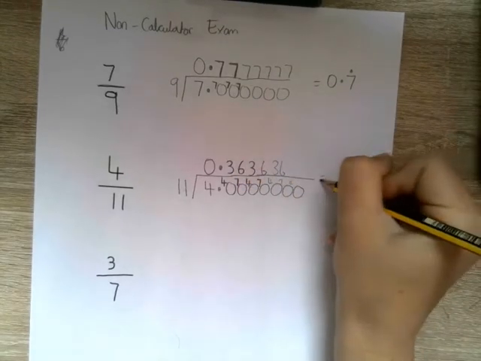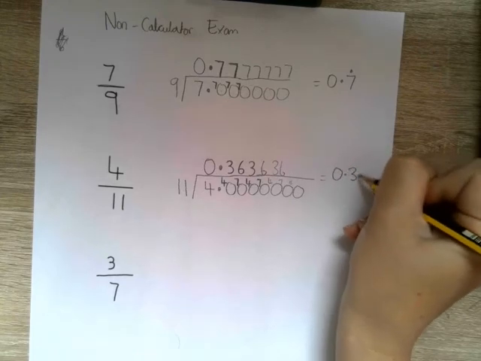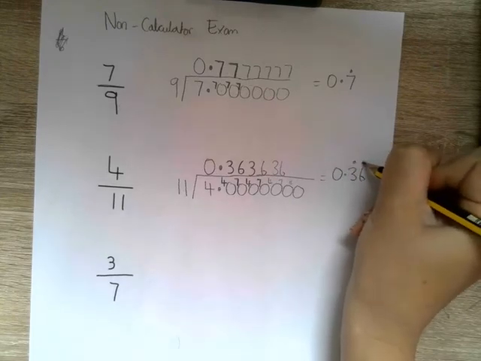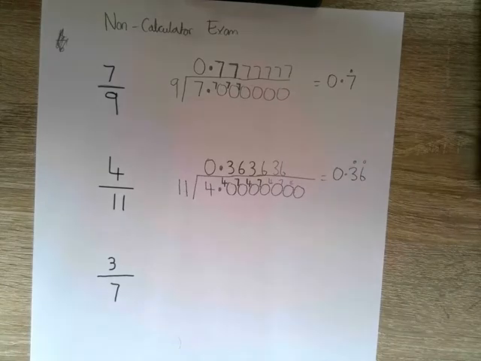So this one would be 0.36, and the 3 and the 6 are both recurring. So it would be 0.36 36 36. So 0.36 recurring with dots on the 3 and the 6.